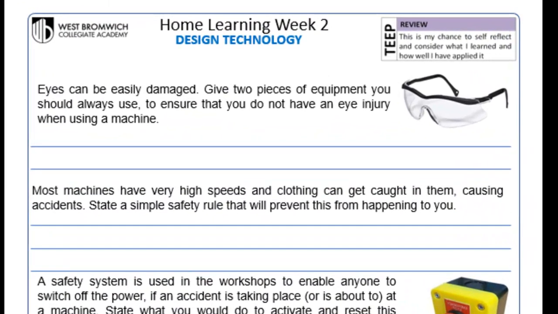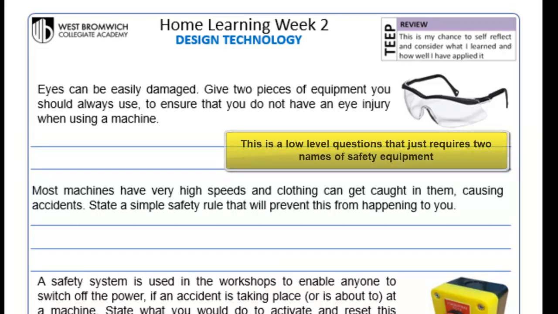So the first question reads like this. Eyes can easily be damaged. Give 2 pieces of equipment you should always use to ensure that you do not have an eye injury when using the machine. So this question is asking for 2 names of safety equipment that you would use to ensure that you would not get anything go into your eyes. The image may give a clue to one, but the other answer may be related to the machine or something that's on the machine that helps prevent that injury.